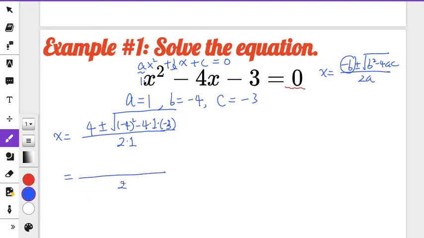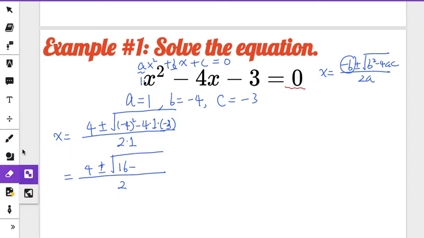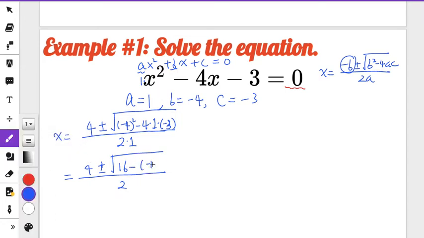So we just continue our calculation. 2 times 1 is 2. The top part, let's do a little bit more steps here. Negative 4 squared, which is negative 4 times negative 4, is 16, minus 4 times 1 times negative 3, which is negative 12. So this will give us 2 plus or minus square root of 28. As you can see, negative, negative becomes positive. Do not forget that.